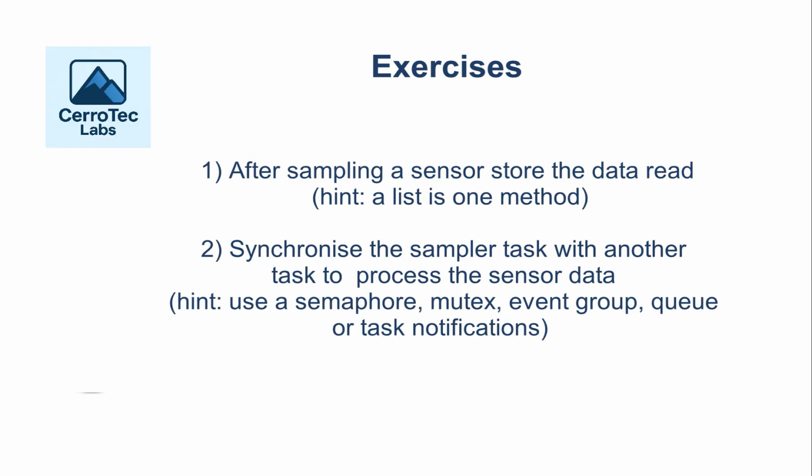There is a lot more that can be done with this code, and the code presented here can be used as a framework for the following exercises. After sampling a sensor, store the data. Secondly, synchronize the sampling task with another task that processes the sensor data in some way. Use a semaphore, mutex, event group, queue, or task notifications.